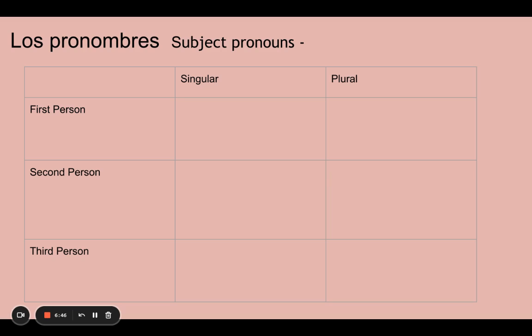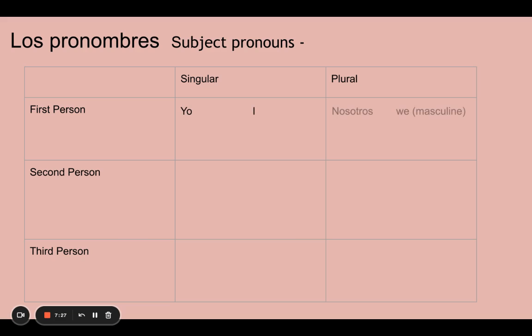Now, third person is going to be he, él, and the only difference between this él and the tú is this has an accent mark. She is ella. So this is the singular form. The plural form is ellos and ellas. So these are the masculine and feminine forms. Please remember that when you have a double L, it's a yes sound. So it's ellos and ellas.